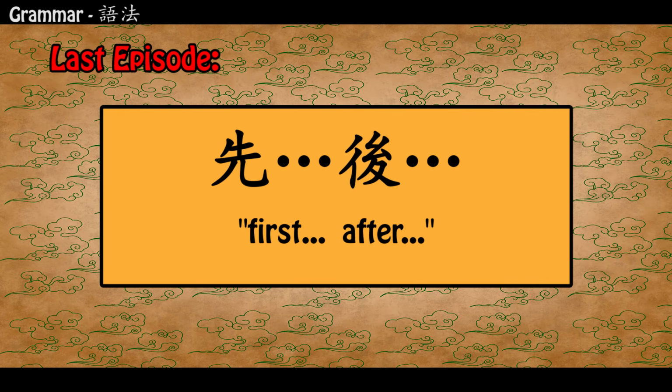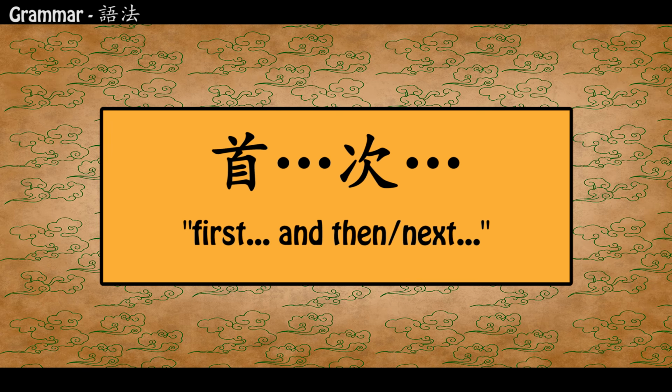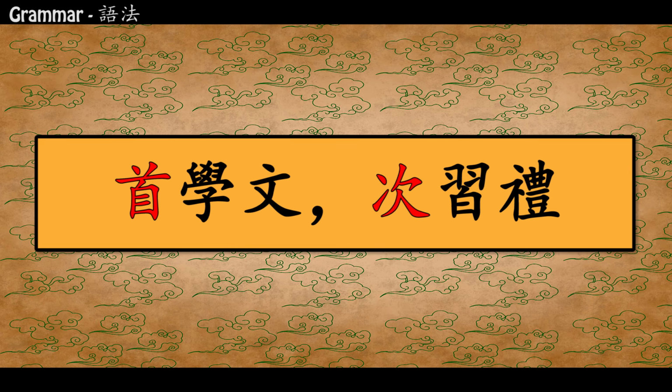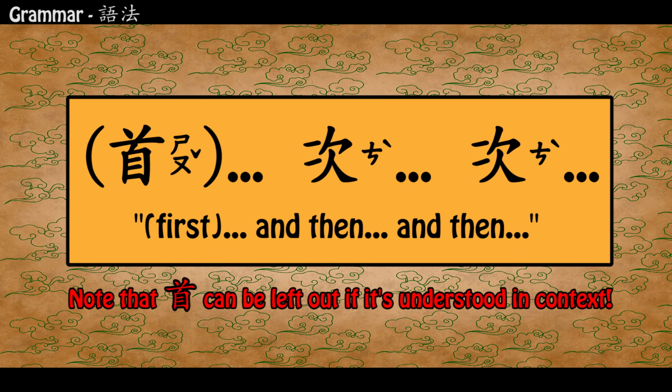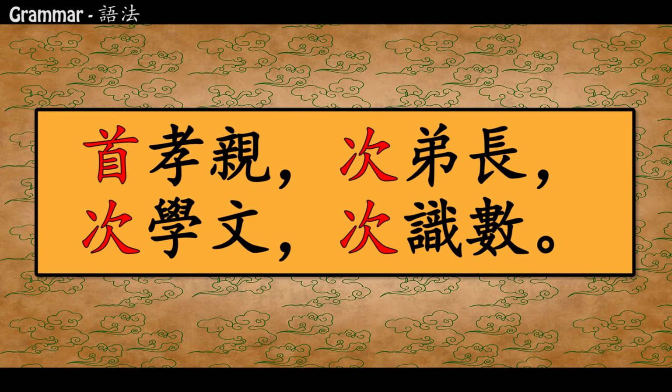Last time we learned the pattern xian ho, brooked when one deed follows another. Another way to list things in this manner is with shou and ci, to wit, shou xue wen, ci xi li. First learn the letters, then practice the rites. Unlike xian and ho, however, we can stack as many ci after each other as needed, or until you start feeling ashamed of yourself. Like the following.